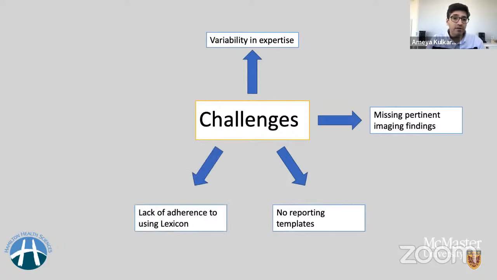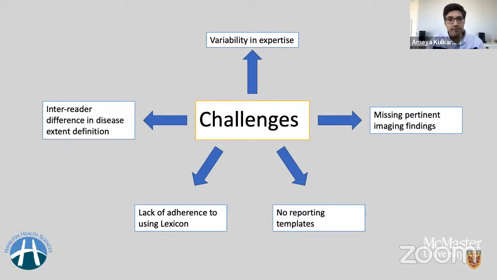Then, lack of adherence to using lexicon. One of the lexicon terms we're going to discuss today is what is abutment and what is encasement. You will see that they may be used interchangeably once in a while. And then there could be inter-reader difference in disease extent definition. This is something where we still lack a lot of expertise, and there could be a whole lot of variability when it comes to that point.